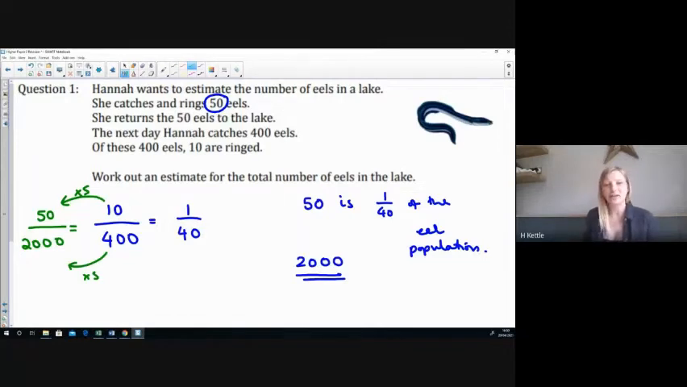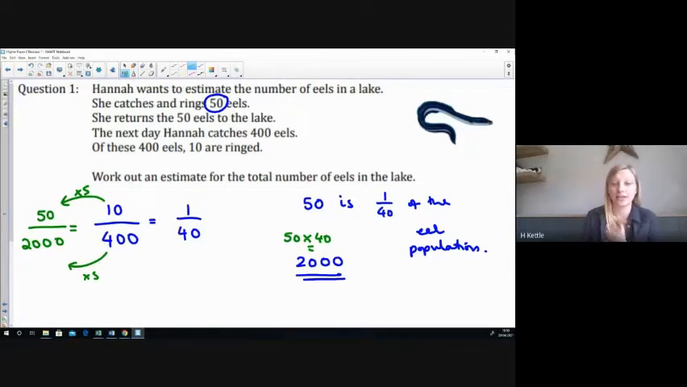We wouldn't expect the proportion of ringed eels to change. We would expect it to be the same. So however many she caught and captured should be that fraction of the total, the same as the next day when she caught 400 and 10 of them had rings on. So hopefully that makes sense. So 50 times 40 would be one way of doing it, and just finding an equivalent fraction would be another way of doing it. So that's the capture, recapture stuff.